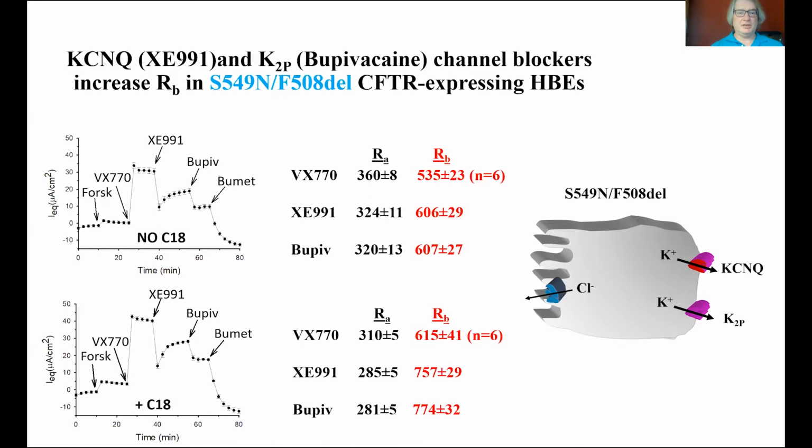While bupivacaine addition again blocked the current, it did not go below what we observed with XE991 transiently, and therefore we saw no change in either basolateral or apical resistance. But again, based on these results, we feel that we can place the functional KCNQ channels at the basolateral surface in this S549N gating mutation. The fact that C18 did not increase the response or switch it over to the apical membrane suggests that the F508del, in fact, is not a dominant phenotype.